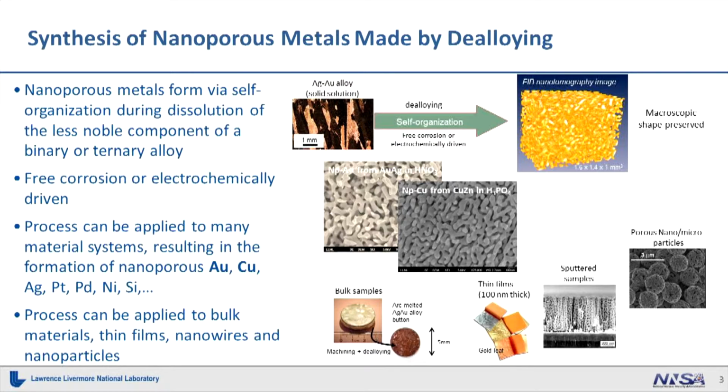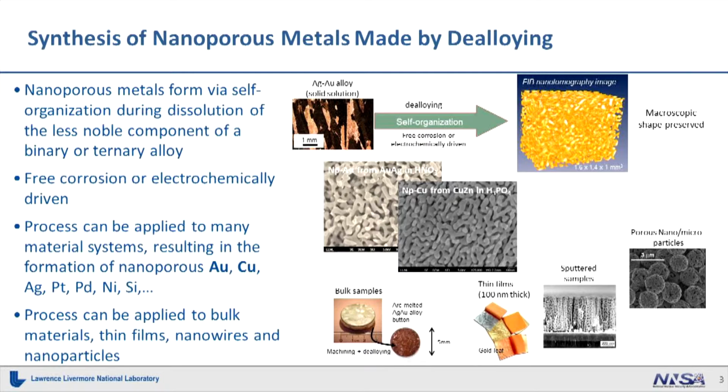Dealloying is a general process, and it can be applied to many different material systems. We specifically work on nanoporous gold and nanoporous copper. We can make bulk samples, we can make very thin films by sputtering, or we can make extremely thin films by starting with 100 nanometer thick gold silver alloy leaves that you can actually buy in an art supply store. Or we can also apply the process to coating of removable microparticles.